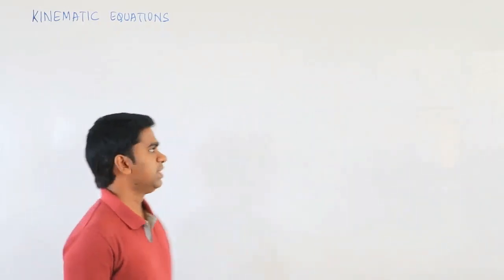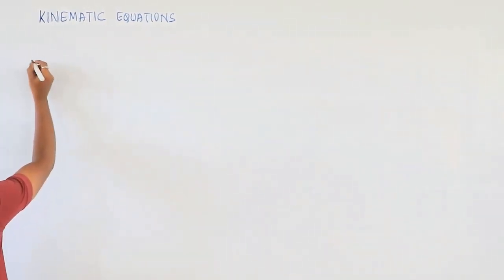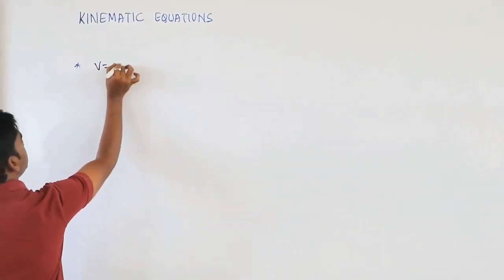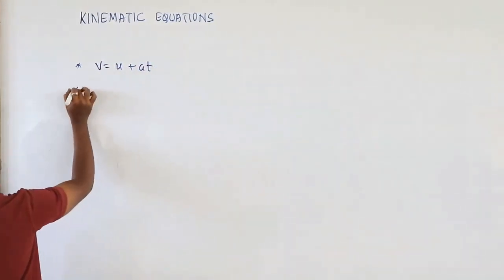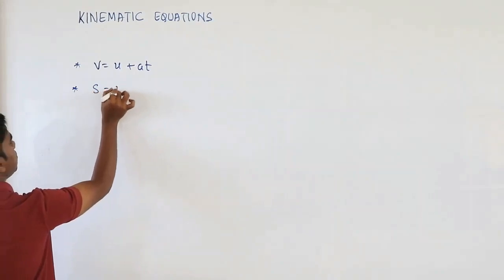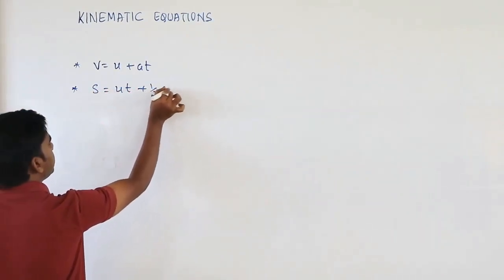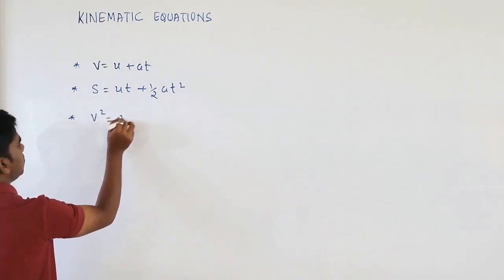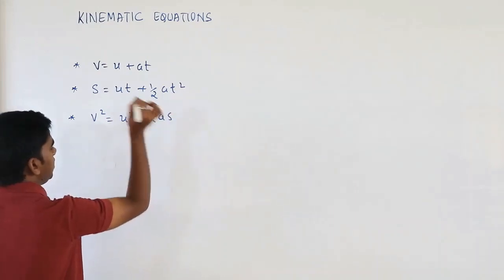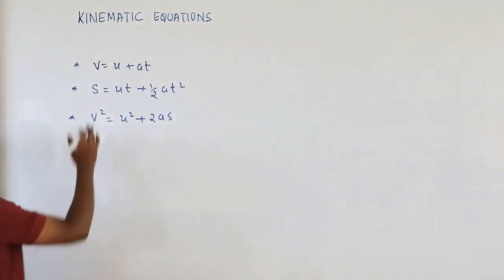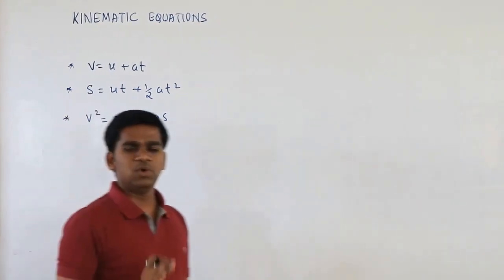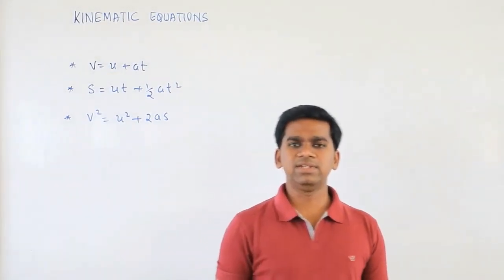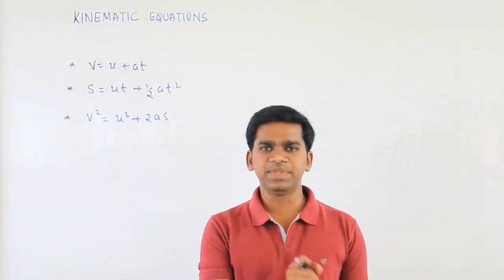Anyhow, the three equations we have already discussed: the first one is v equals u plus at, the second equation is s equals ut plus half at square, and the third equation is v square equals u square plus 2as. You all know here u is the initial velocity, v is the final velocity, a is acceleration, and t is the time taken for the motion.